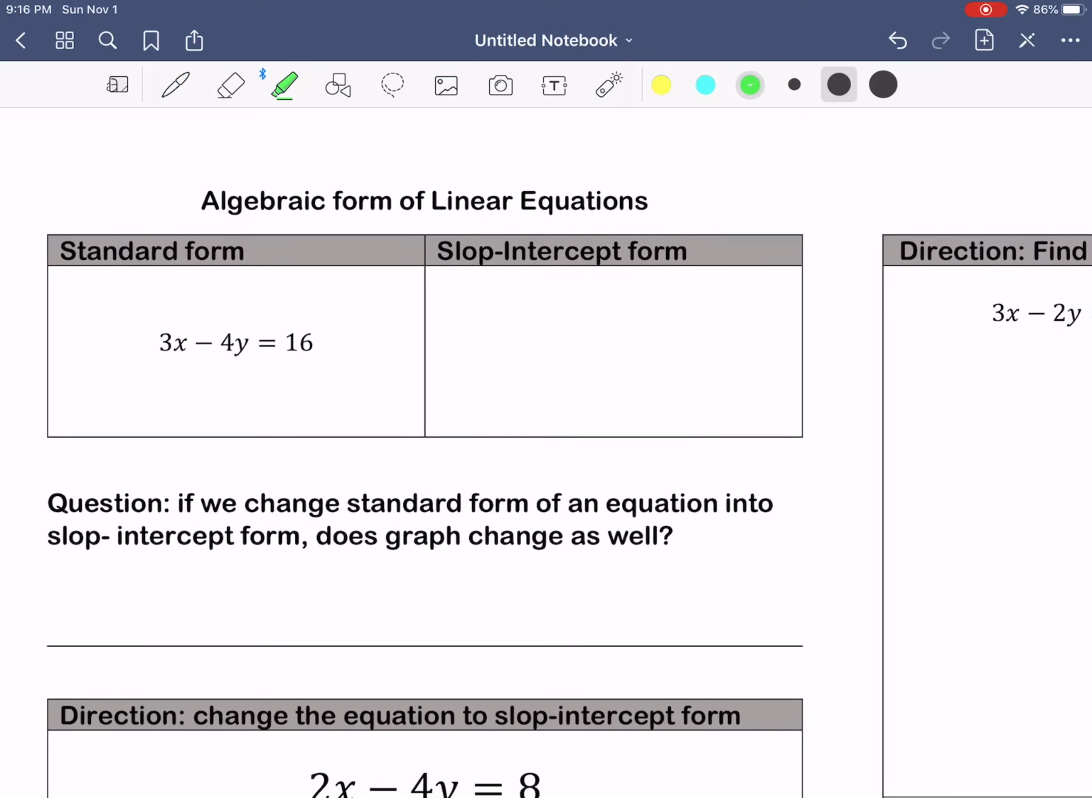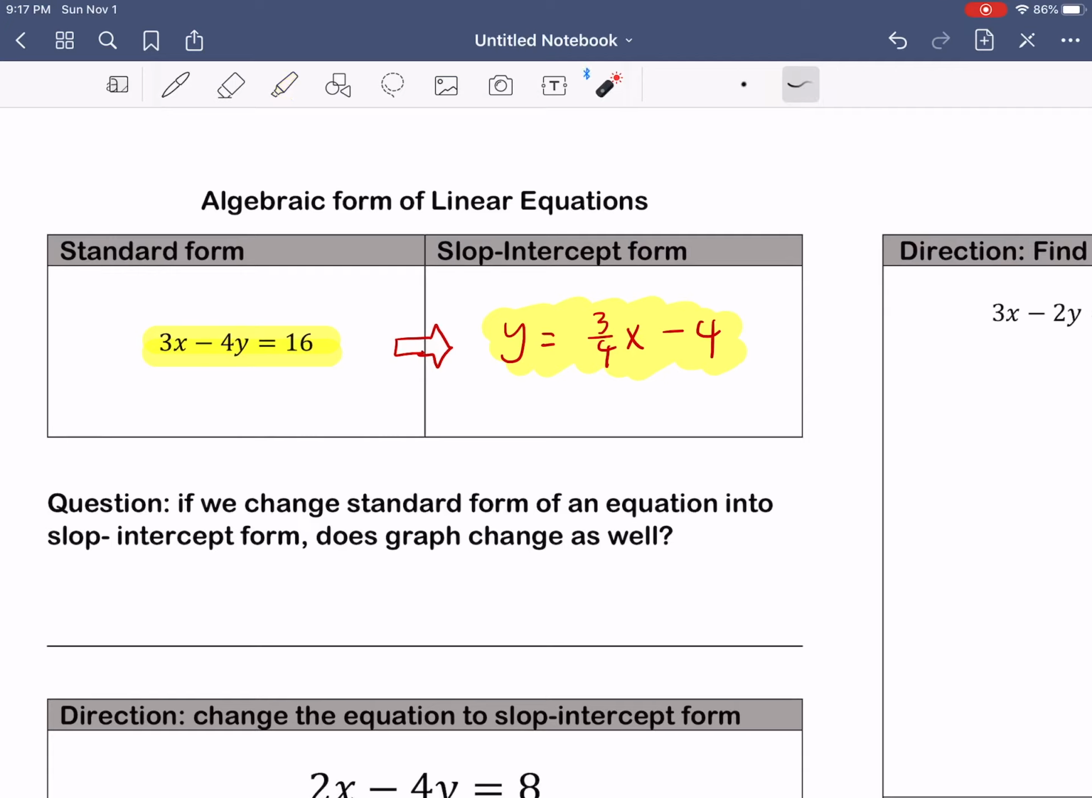Now, standard form, 3x minus 4y equals 16. This is what we call the standard form of a linear equation. And what we want to do is change this one into slope-intercept form, which is y equals 3 over 4x minus 4. So apparently they are exactly the same thing, just they look different.